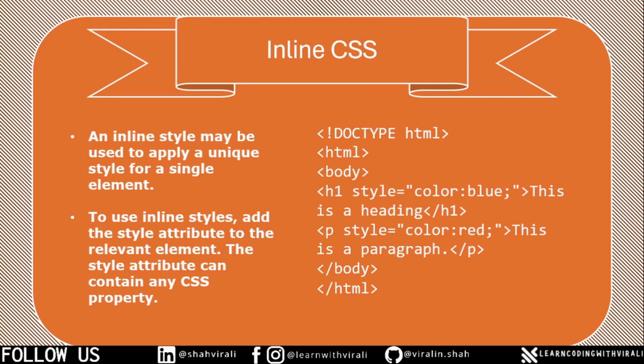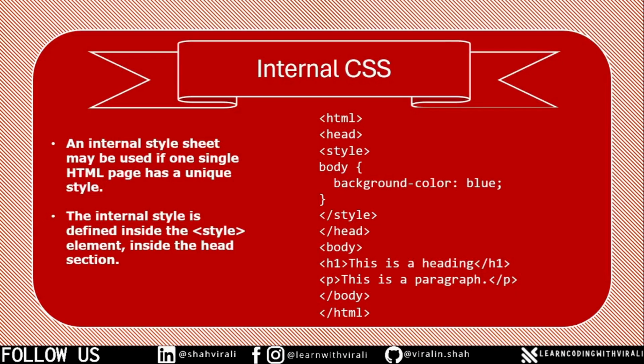On the right hand side, we have an example code which allows us to understand that an h1 tag inside a body tag is being styled as color blue, specified by the style attribute here. Similarly, a p tag, which is a paragraph tag, is going to be styled with the color red. So this is how we can specify unique styling for different tags inline in our HTML document.